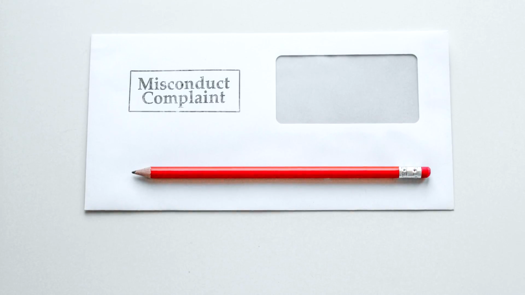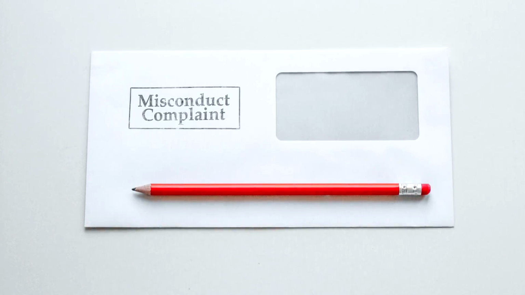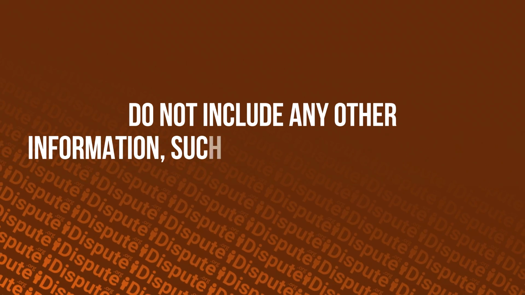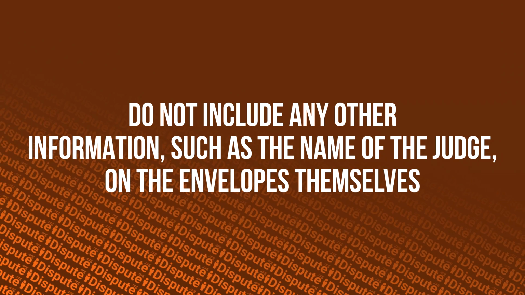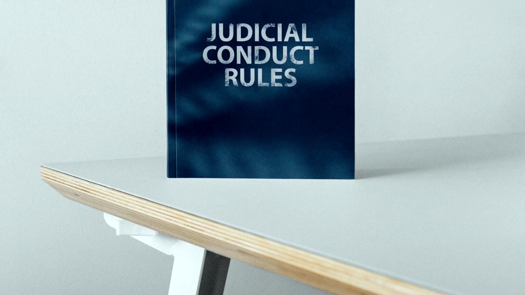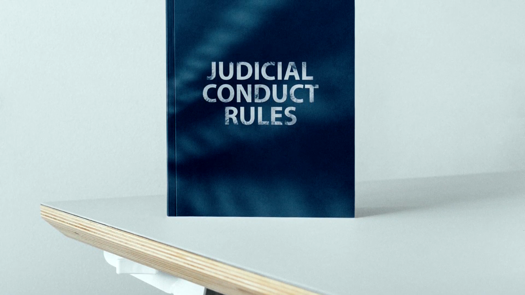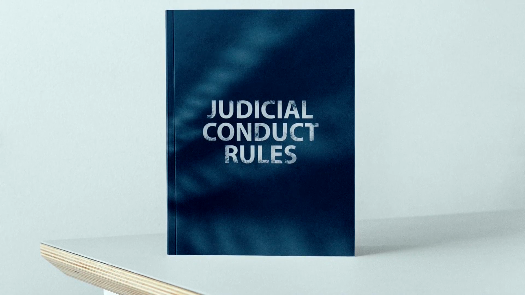Typically, each complaint must be delivered in its own envelope, labeled "Misconduct Complaint," or something similar on the outside. Do not include any other information, such as the name of the judge, on the envelopes themselves. Again, the judicial conduct rules that come with the complaint form will have instructions for how to submit your original complaint and copies. Follow these instructions carefully, otherwise your complaint could be thrown out and you may have to start again.